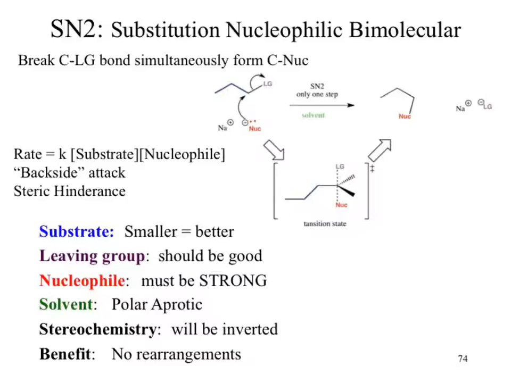I know carbocations are nice to draw out, but you can't draw them for an SN2. If you want to show partial charges, that's fine. But no carbocations in the SN2.